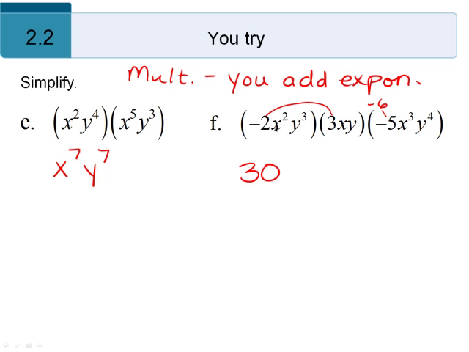Now look at all the x's. On the first one I have x squared, and on the second one, remember that exponent's a 1, so 2 plus 1 is 3, plus 3 more from the last one, it's going to be x to the 6. And now we're going to add the y's. So I have 3 and 1 in the middle. 3 plus 1 is 4. Plus 4 on the last one gives me y to the 8th. And there's your answer.